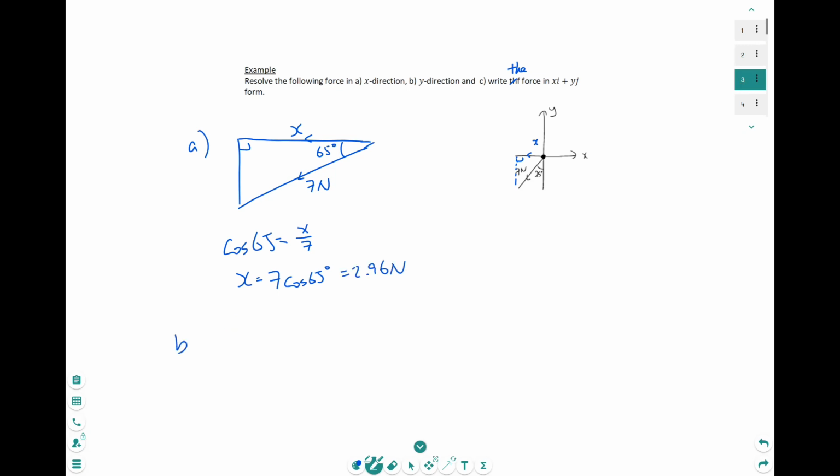Let's do the same for y, but this time for y, I am going to make a connection with the y-axis. This is the triangle I'm going to make.